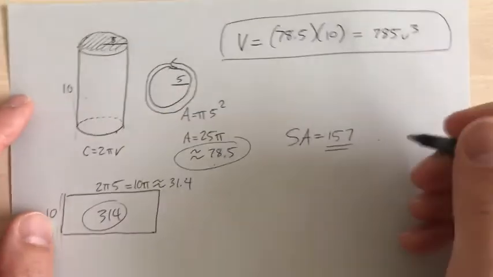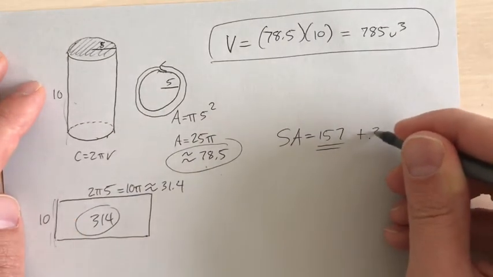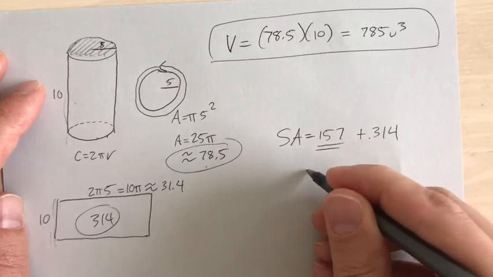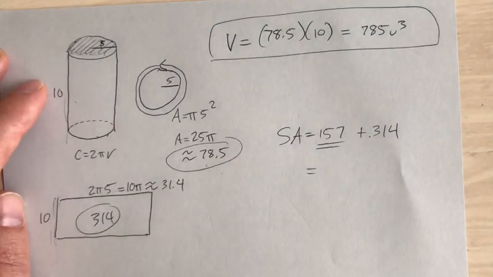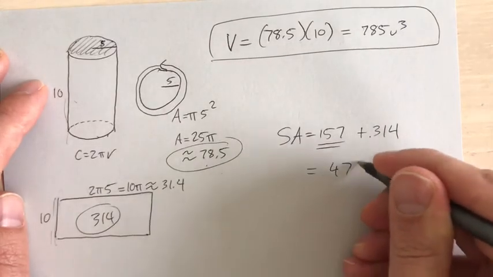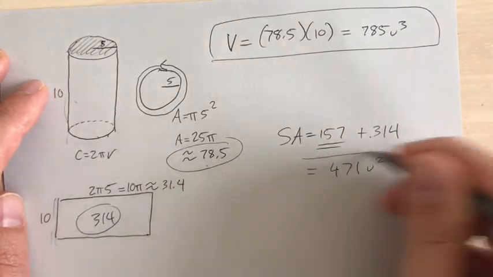And then I've got my lateral surface, which is that rectangle, 314. I'm going to add these up. So 157 plus 314, and I get 471 units squared. That would be my surface area.